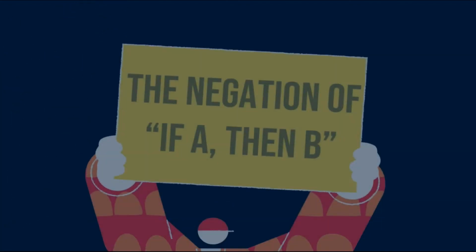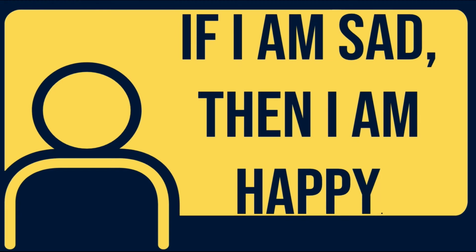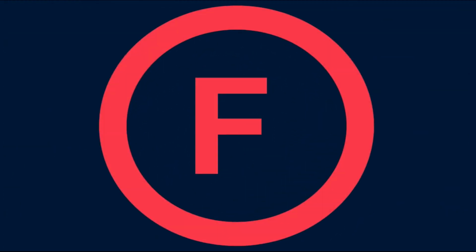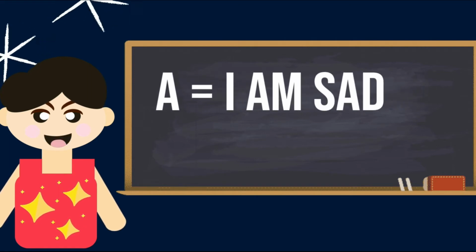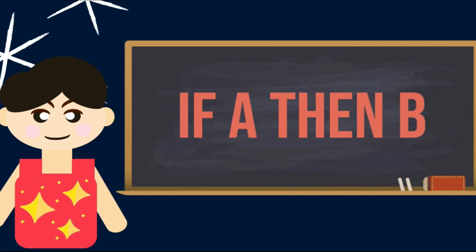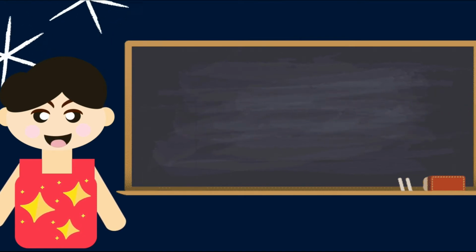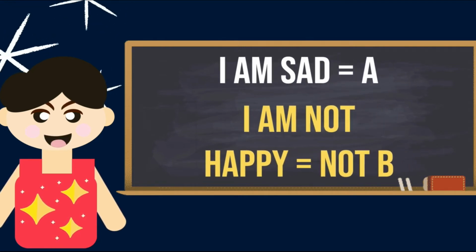Third, the negation of if A then B. Consider the statement, if I am sad, then I am happy. For this statement to be false, I would need to be sad and not happy. If A is the statement, I am sad, and B is the statement, I am happy, then the negation of if A then B is, I am sad (A) and I am not happy (not B).